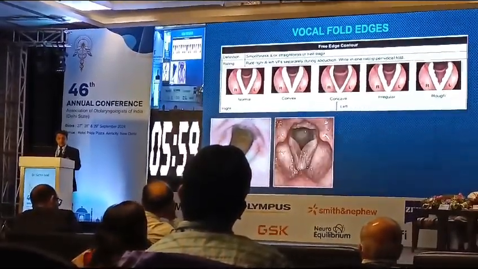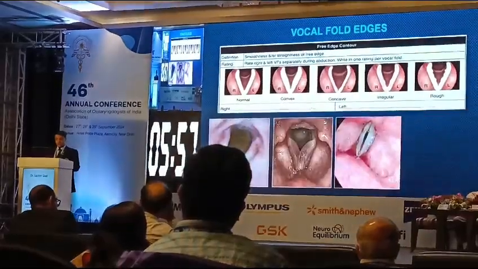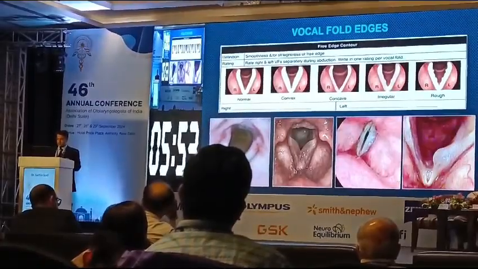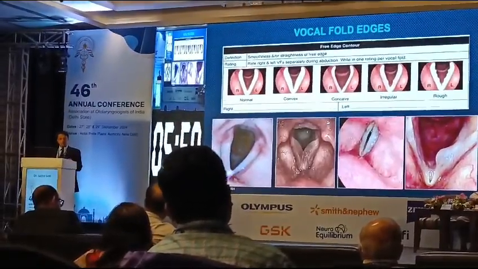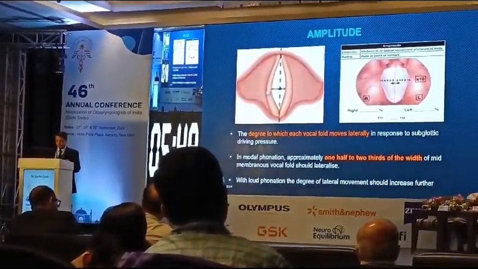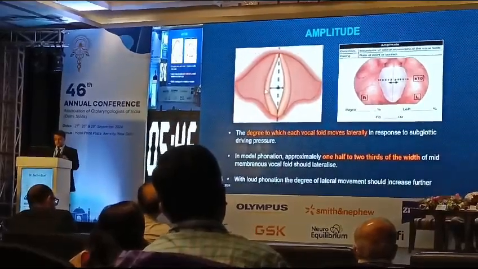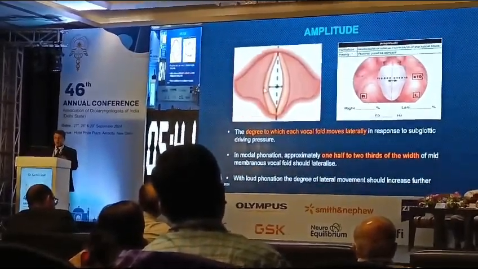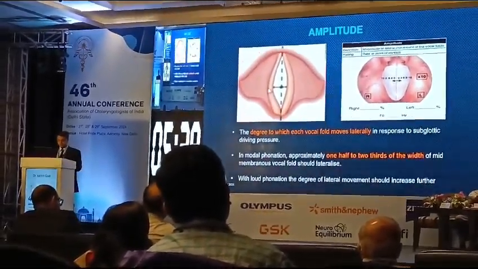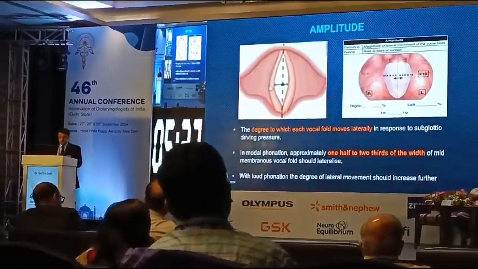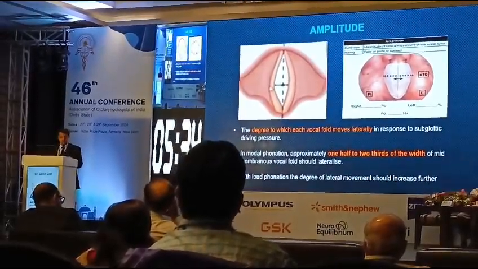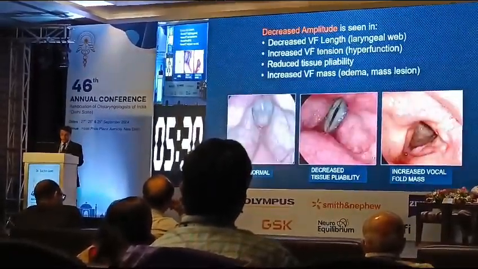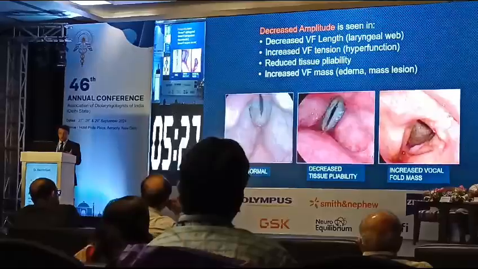They can be convex in cases of Reinke's edema. They can be concave in cases of presbyphonia or a deep sulcus, or they can be irregular in cases of vocal fold polyps or cysts. Again, amplitude. It is the degree to which each vocal fold moves laterally. Here you can see how to document it pictorially. In modal phonation, approximately 1/2 to 2/3 of the width of the mid-membranous cord gets lateralized, which increases on increasing the loudness. This is the normal amplitude.